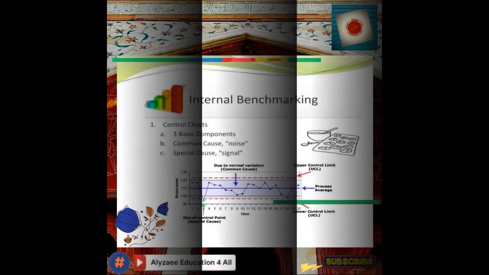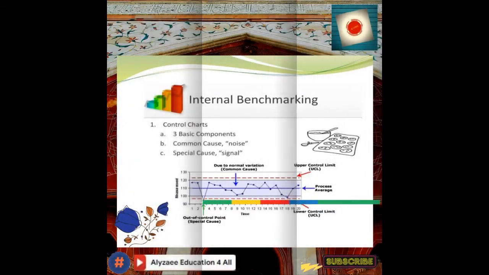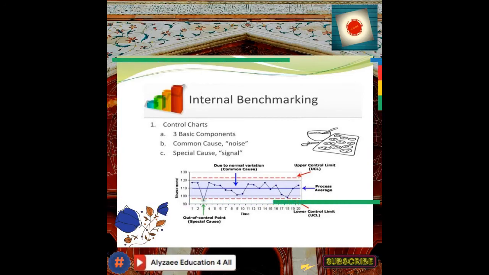In internal benchmarking, we have to look at this particular chart to have a better understanding. This control chart has three basic components: the common cause and the special cause. So looking into this diagram, we can have a look at it.